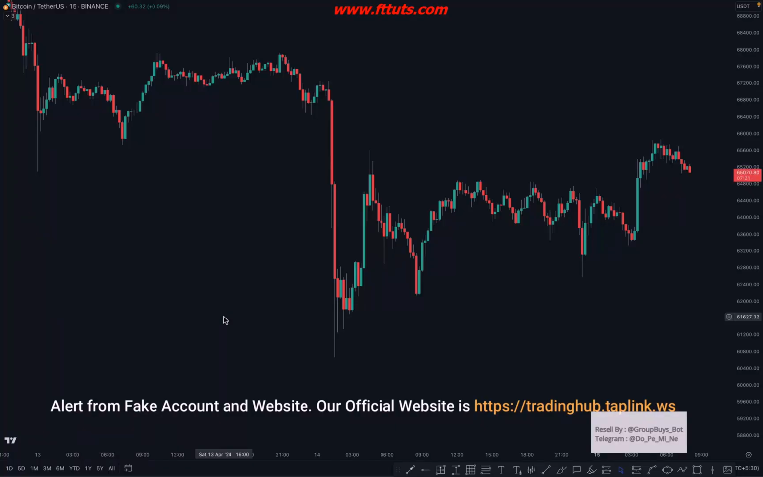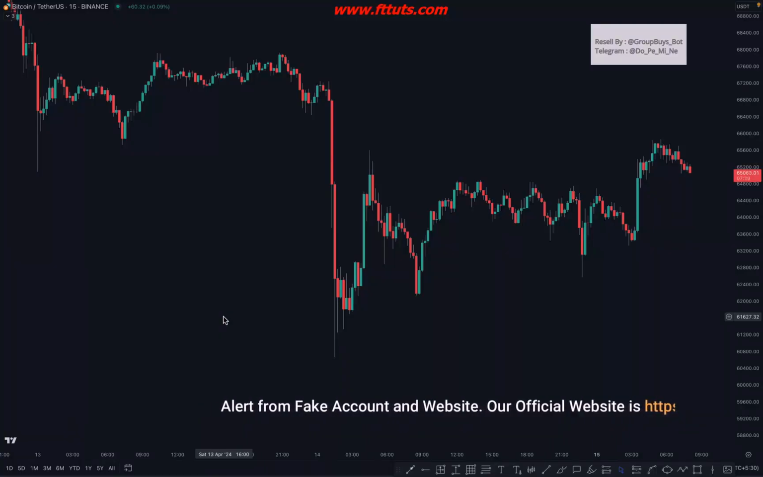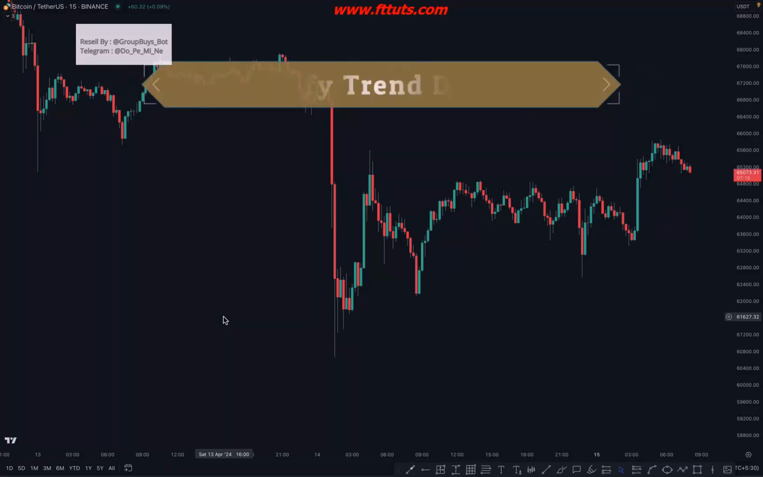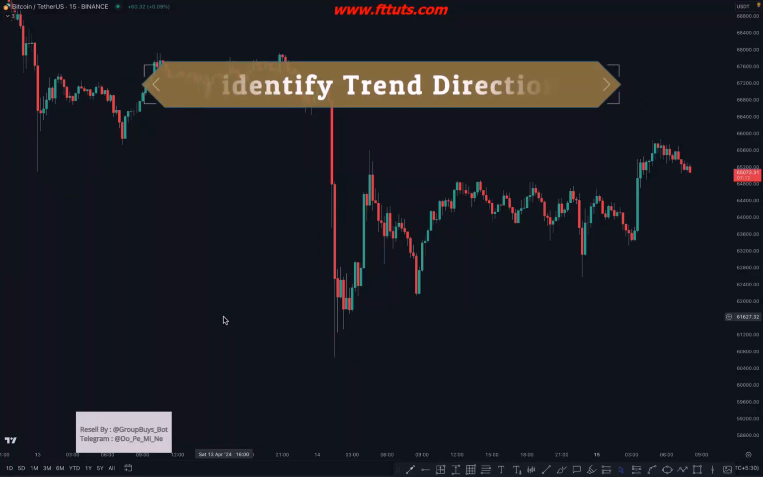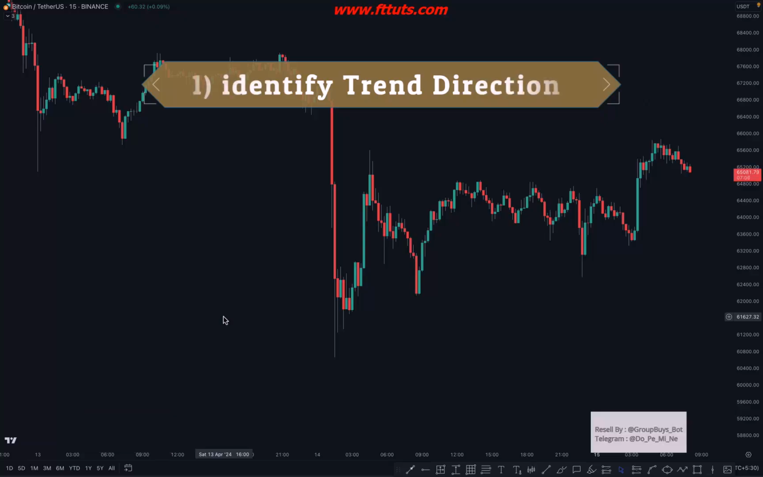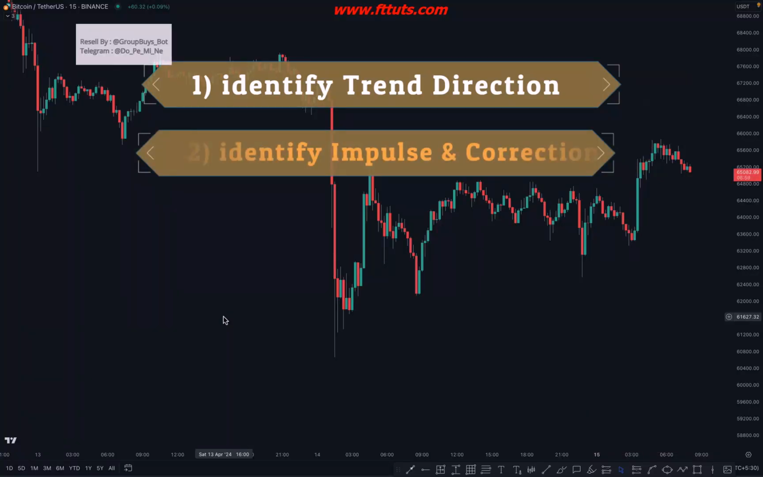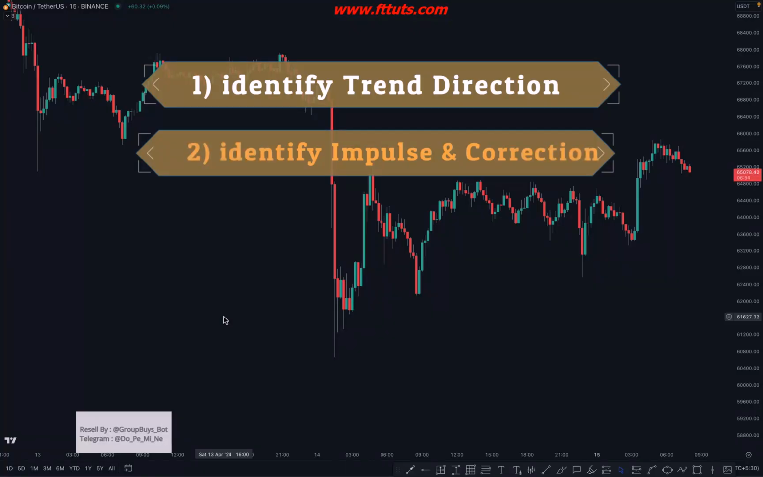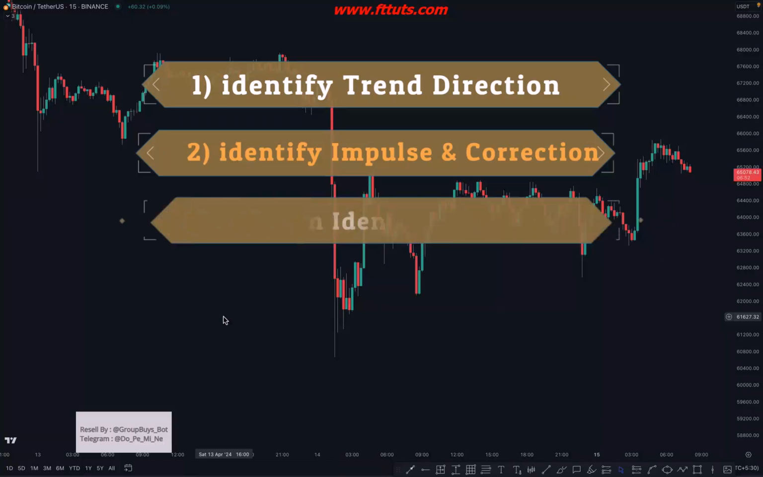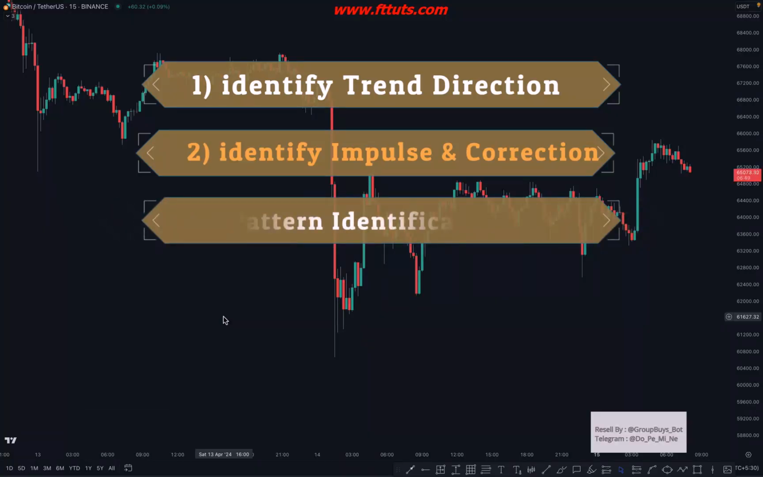So let's see. First of all, you need to understand how many things you need before to buy and sell. First of all, you need to identify trend direction. If market momentum is bullish or bearish, you need to identify it. When you identify that, then you need to identify impulse and correction. Wait for impulse and correction. Once the market creates an impulsive move, then wait for correction. If the market creates a valid correction, then you need to identify where your valid pattern is.